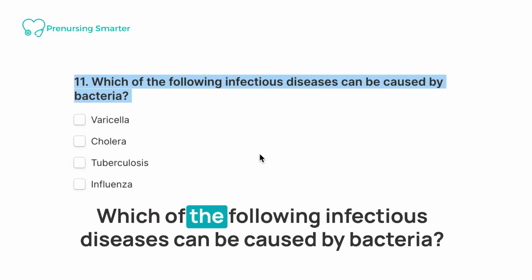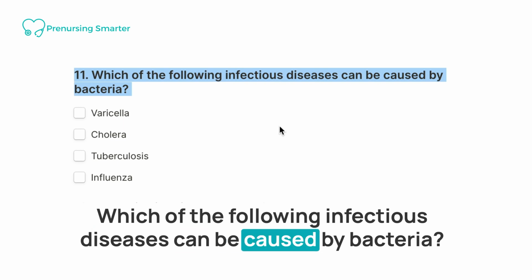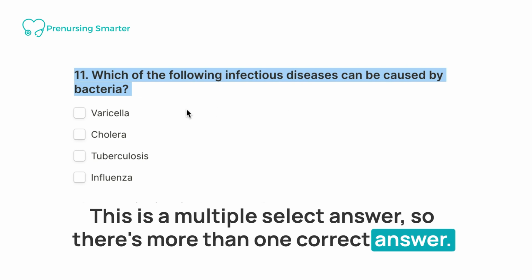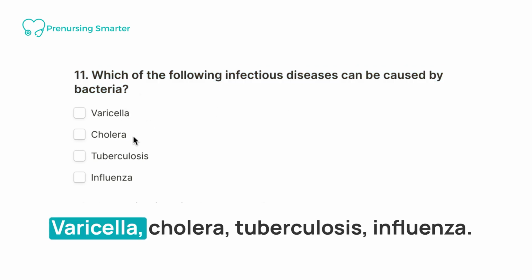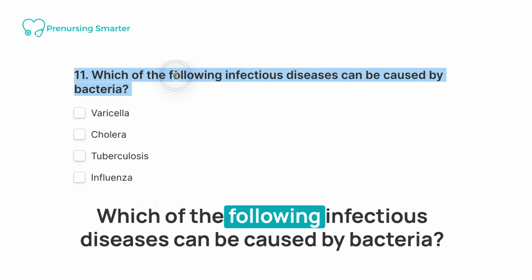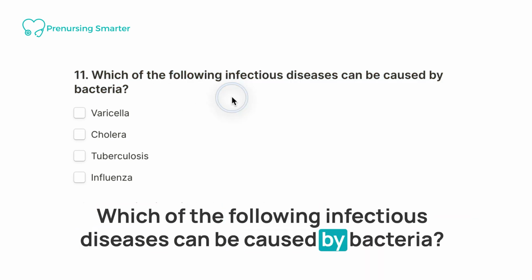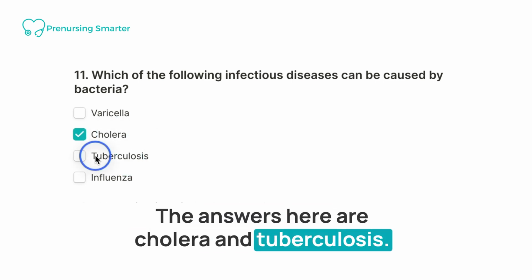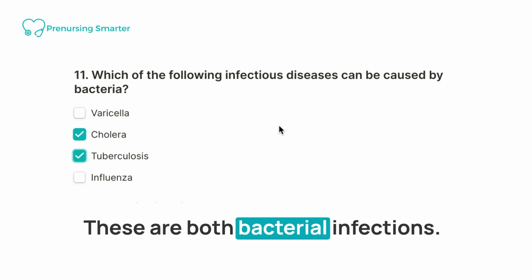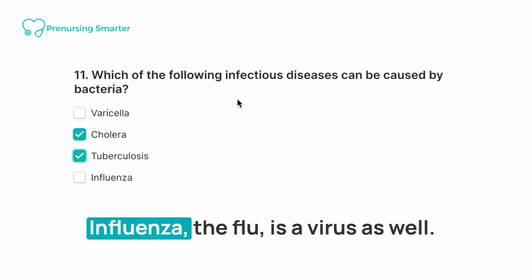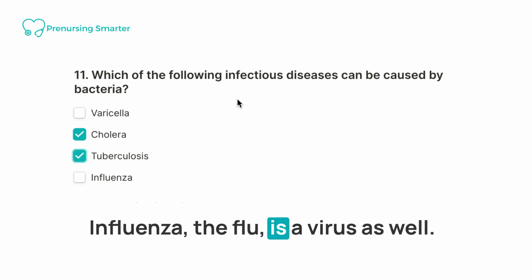Question 11. Which of the following infectious diseases can be caused by bacteria? This is a multiple select answer, so there's more than one correct answer. Varicella, cholera, tuberculosis, influenza. The answers here are cholera and tuberculosis. These are both bacterial infections. Varicella is also chickenpox, and that is a virus. Influenza, the flu, is a virus as well.